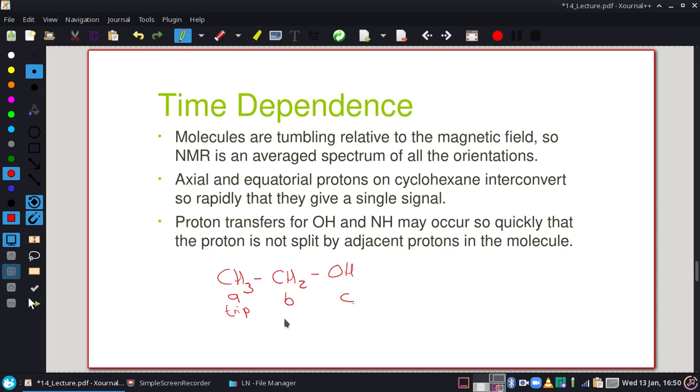I typically call that more a multiplet, because if we don't have a good magnet, we wouldn't necessarily be able to tell the difference between 5 and 7 peaks. So I just typically say multiplet. Yet this last one, that represents a single hydrogen, should only be split by those 2, making a triplet.